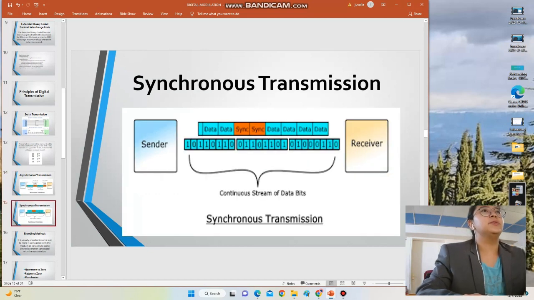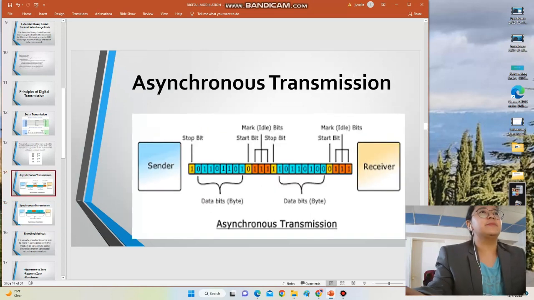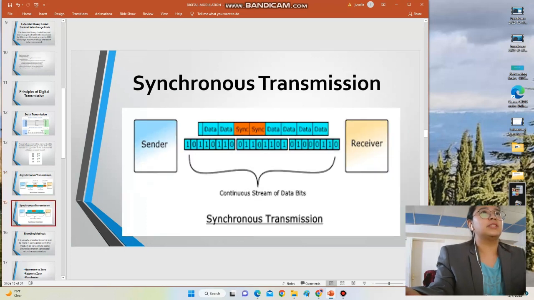Then this is the synchronous transmission. So you can see the difference from asynchronous transmission. This is the sender and data, sync, data. And this is the receiver. From 1 to 0, this is the continuous stream of data bits. That is the difference between asynchronous transmission and synchronous transmission.